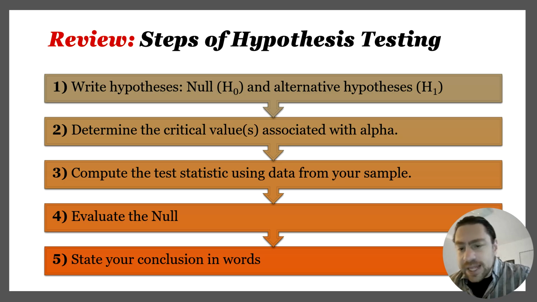Step 4, evaluate the null, and that requires comparing the test statistic in step 3 to the critical value in step 2 to see whether or not your test statistic has made it into the rejection region. And if it has, then you reject the null hypothesis, otherwise you fail to reject. And finally, step 5 is simply stating the conclusion, that implies restating either the null or the alternative, depending on whether or not you rejected the null.